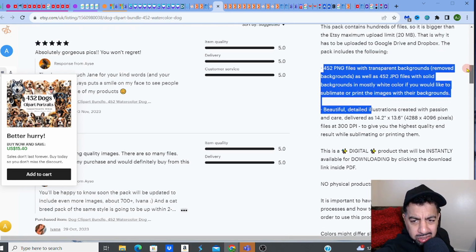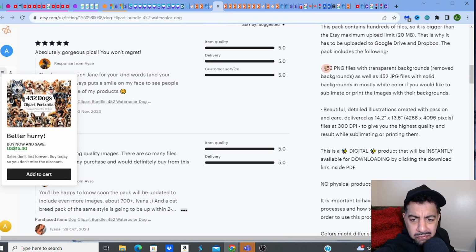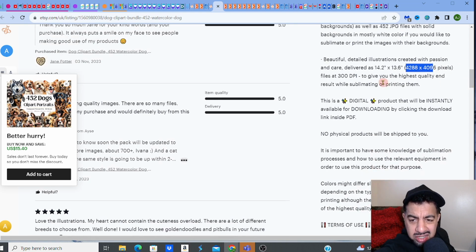I'm not going to read the whole thing for you, but it's telling you it's got 452 PNG files, right? It's delivered as a 14.2 inch by 13.6 inch size, right? Pixels 4000 by 4000 pixels, 4288 by 4096 pixels, right? Highest, giving you 300 DPI to give you the highest quality.